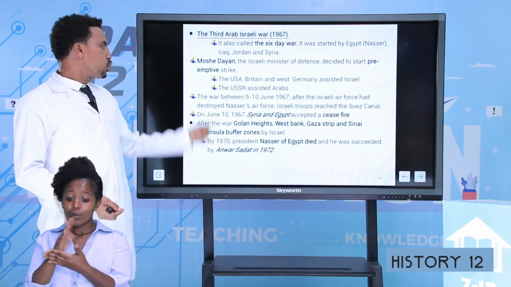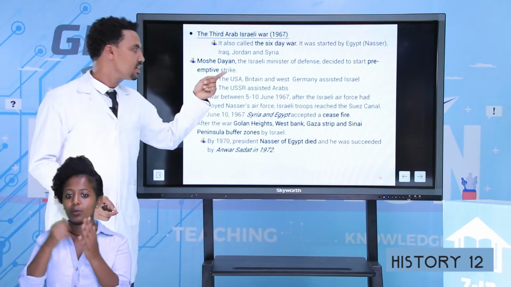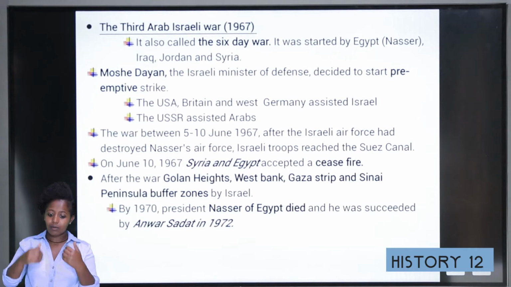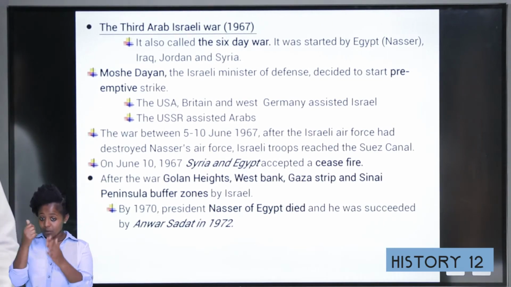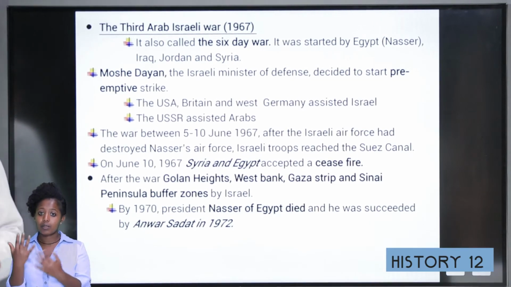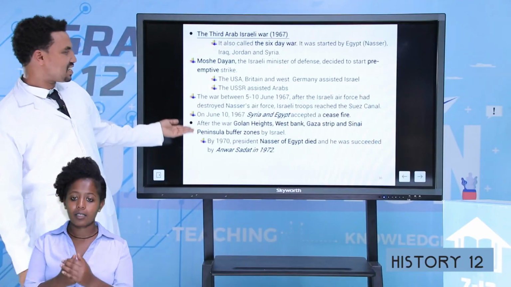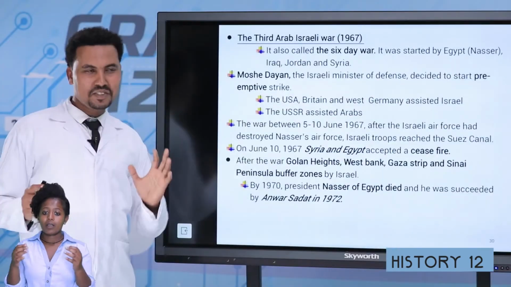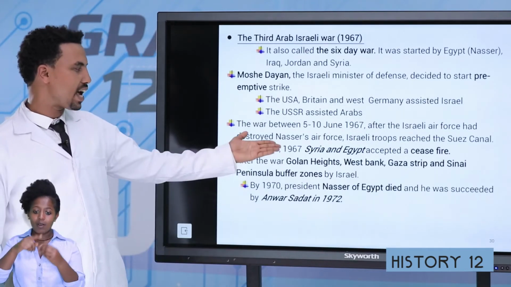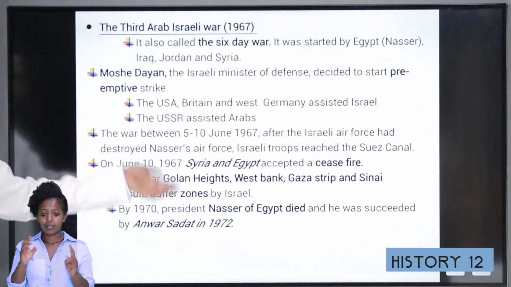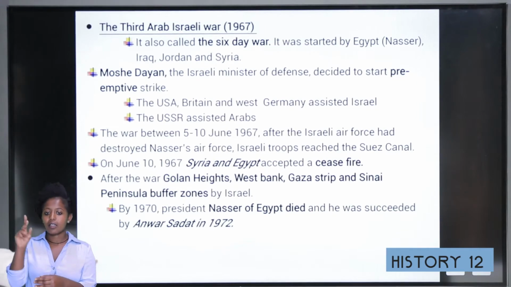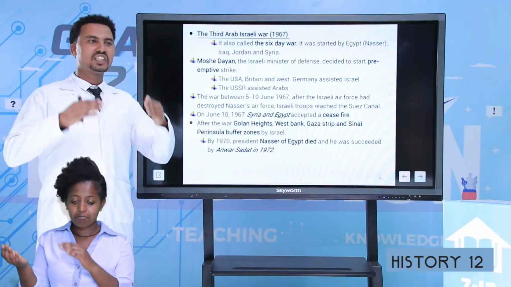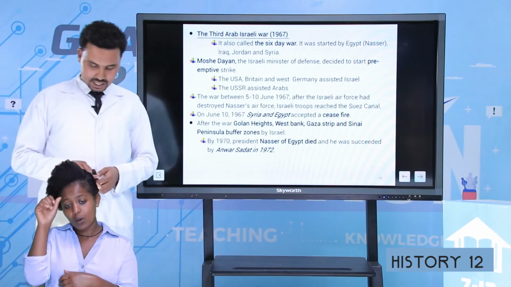The war was between June 5 and June 10, 1967. In the war, the Israel Air Force destroyed Nasser's Air Force in Egypt. Israel troops reached the Suez Canal. On June 10, 1967, there was a ceasefire between the Arab states and Israel. After the end of the Third Arab-Israel War, Israel captured, as a buffer zone, the Golan Heights, West Bank, Gaza Strip, and Sinai Peninsula. Those are the buffer zone of Israel. By 1970, President Nasser of Egypt had died. He was succeeded by Anwar Sadat in 1972.